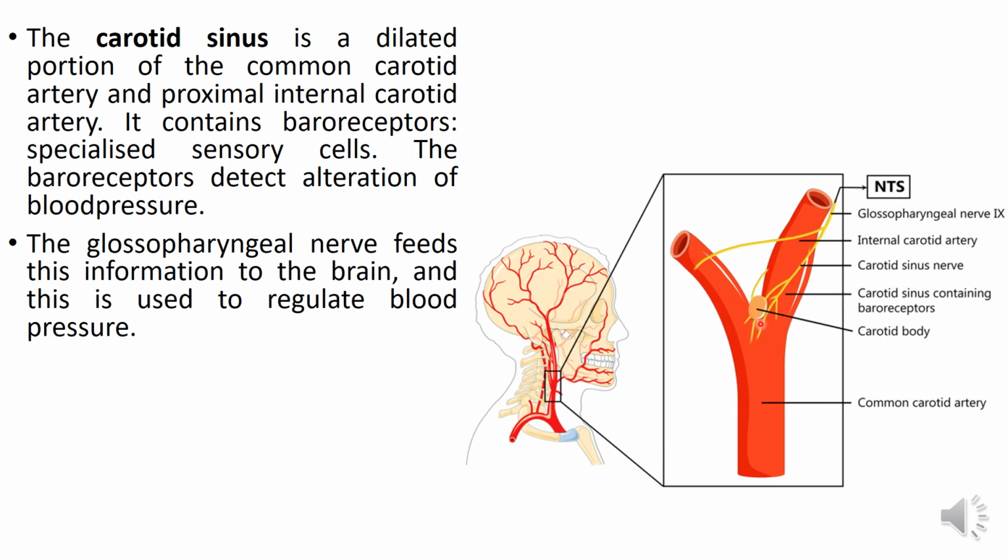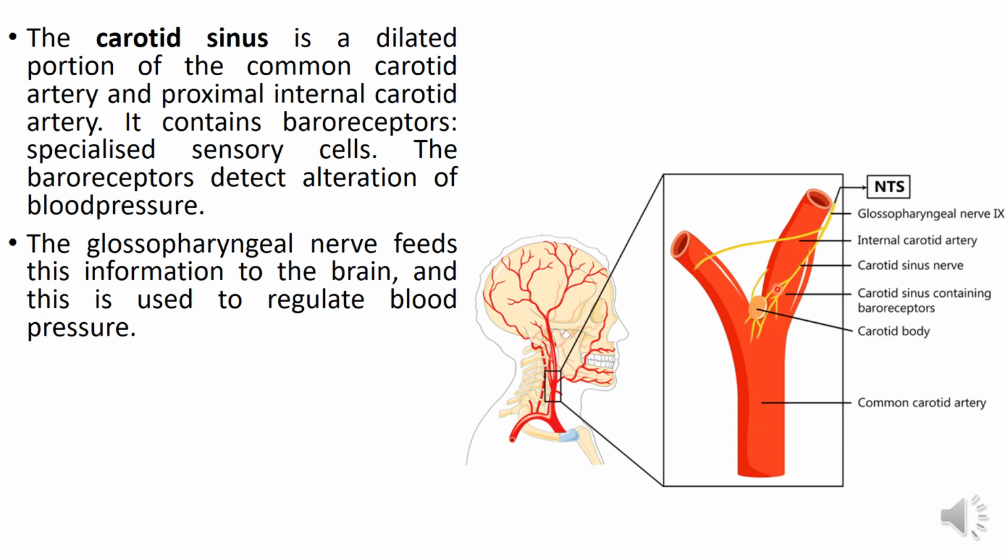Then, at the bifurcation of common carotid artery, you can see a dilation. Look in the picture. This is the dilation near the bifurcation and proximal to the internal carotid artery. This dilation is called a carotid sinus. It contains specialized sensory cells called baroreceptors. These baroreceptors are able to detect alteration in blood pressure, to sense any blood pressure changes.